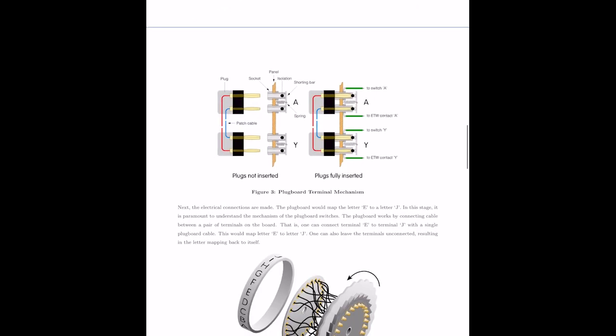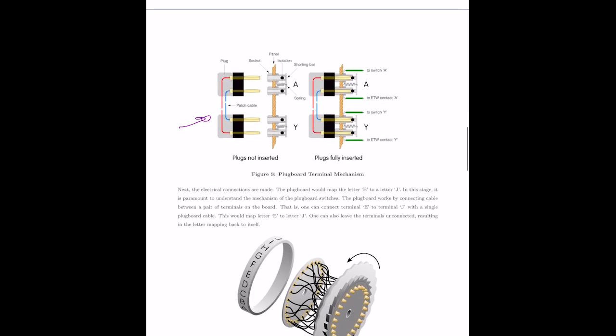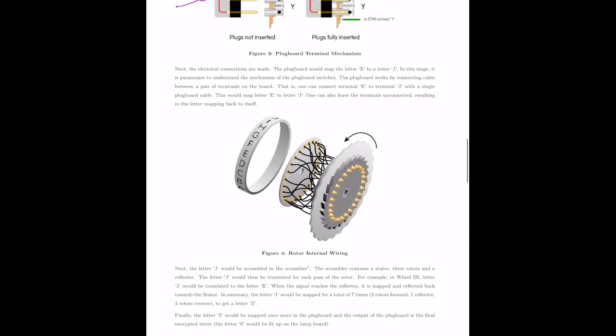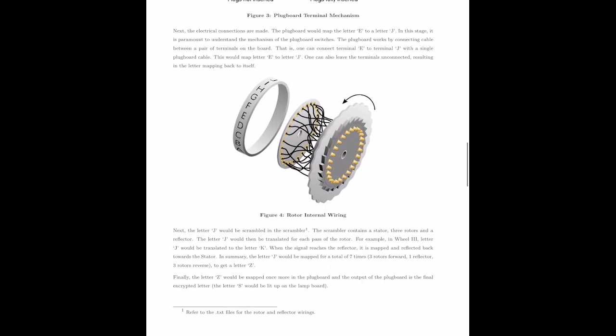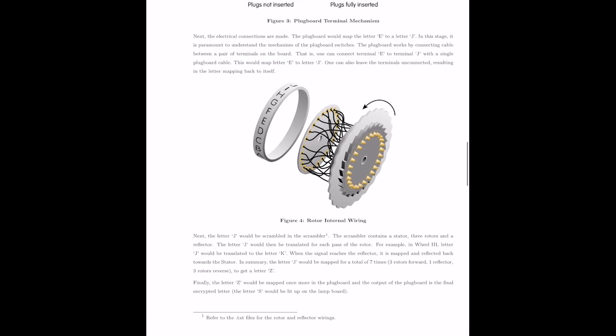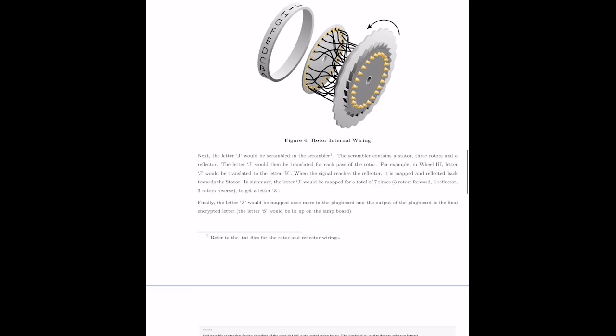So if you look at figure 3, this is basically how the internals work. I won't be going too in depth into it. If you want, you can just take a read about it. Figure 4 shows the actual rotor internal wiring. The rotor has actual wiring that is connected to the order of the rotors. So that is for that particular rotor's configuration of the Enigma machine.